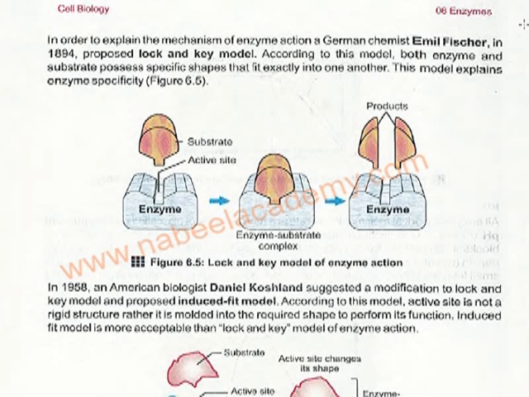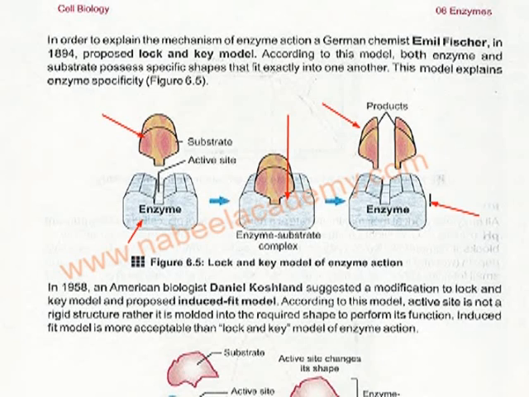In order to explain the mechanism of enzyme action, who discovered it? A German chemist, Emil Fischer, in 1894 proposed the lock and key model. According to this model, the enzyme and the substrate have specific shapes. So see, this is the enzyme. It has a specific shape, and it will be attached to this substrate, which is again very specific. Here it makes the enzyme substrate complex, and then the product is released, and the enzyme is released as it is.